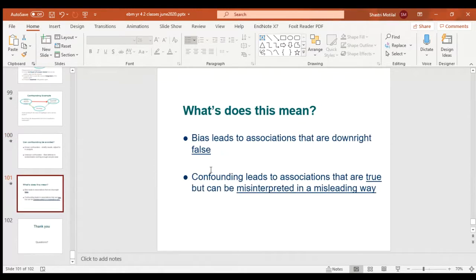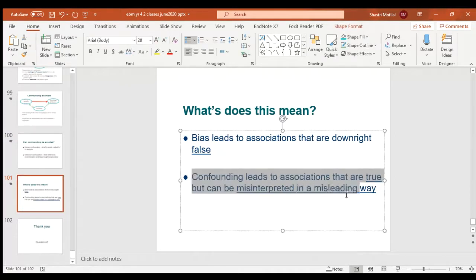What does this mean? It means bias leads to associations that are false, but confounding leads to associations that could be true, but you could misinterpret them in a misleading way. And this is a common one we always see mentioned in the literature. People say there's an associated link between this factor and this disease, but it doesn't mean that factor is causing the disease. The big point I want you all to get from this is that association is not causation.